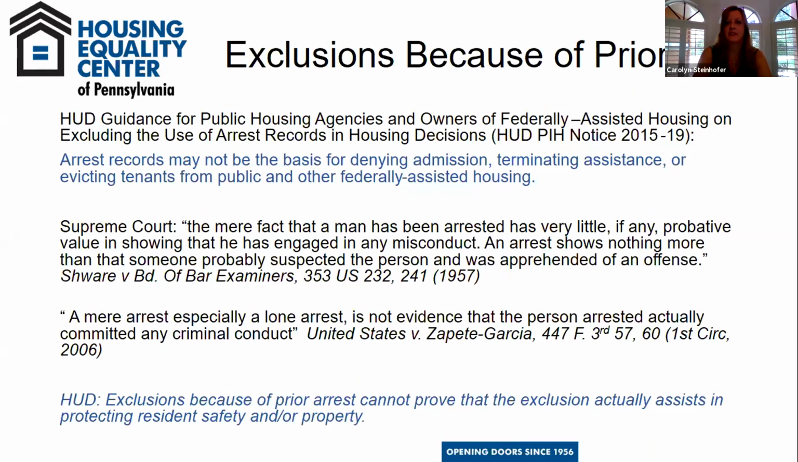So HUD guidance for public housing agencies and owners of federally assisted housing states that arrest records may not be the basis for denying admission, terminating assistance, or evicting tenants from public and other federally assisted housing. The Supreme Court has established that the fact that someone's been arrested does not prove that they actually engaged in any misconduct. It just shows that somebody probably suspected that person committed the crime and they were apprehended for that offense. So exclusions because of prior arrest will not be able to show that you're actually protecting other residents' safety or property if they have not been convicted, if it's just an arrest.